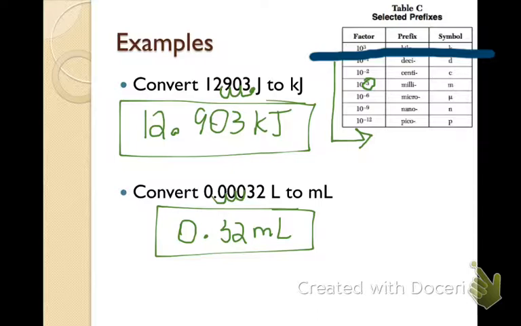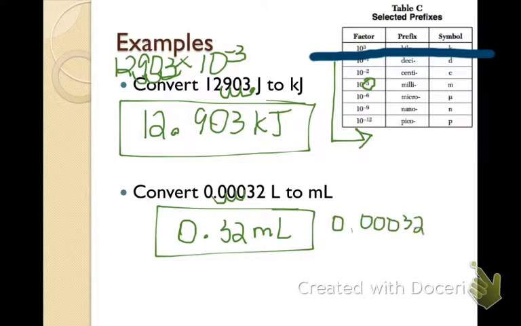Alright, so let's come over here. I can look at 12,903. I want to convert that over to kilojoules, from joules to kilojoules. So it's 10, in this case, to the -3rd, so I move the decimal place over 3 spots. Same thing. Down here to the bottom, I have 0.00032. I want to convert that over to milliliters, so I'm actually going to have times 10 to the 3rd. So 1, 2, 3. Yep, that still makes sense. That still works for my numbers.